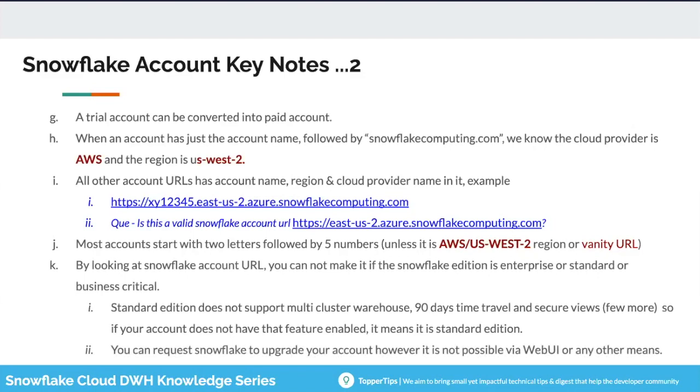You can request Snowflake to upgrade your account. However, it is not possible via the web UI or any other means. So a question may come: can I upgrade my edition from Standard to any other edition via the web UI? The answer is false, because you need to contact the Snowflake support team to upgrade your account from Standard to any other higher edition.